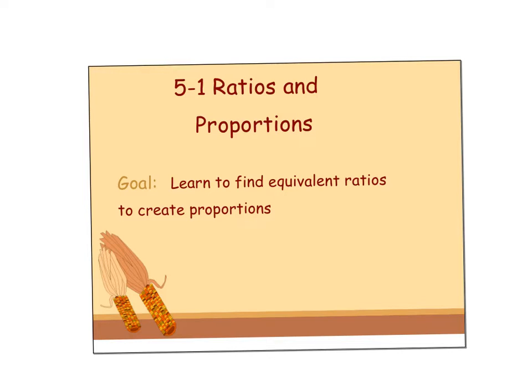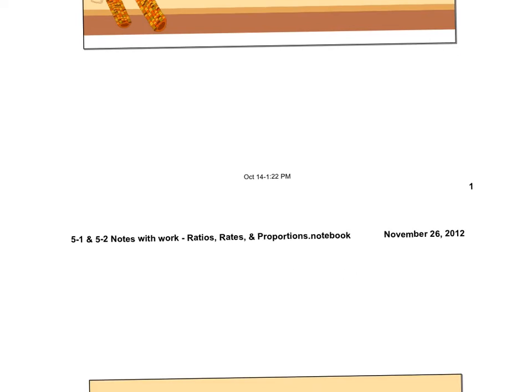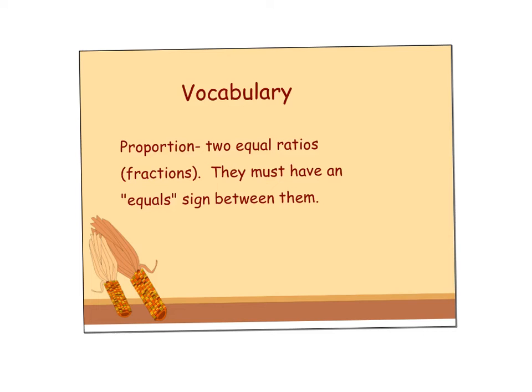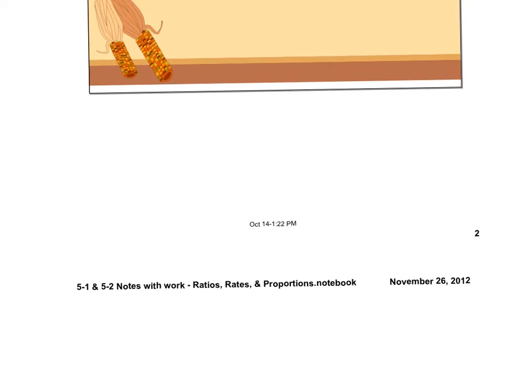Ratios, we know, are comparing two different quantities. We talked about that last week and the week before when we were doing the unit rates. Today, when we do proportions, what a proportion is are two equal ratios. So basically two fractions that have different numbers, but they are equal. The two fractions are equal, so they must have equal signs in between them.